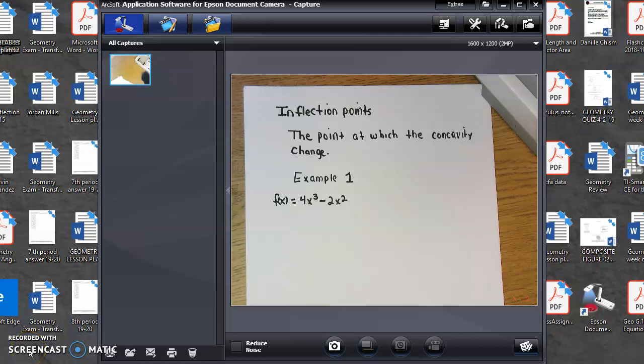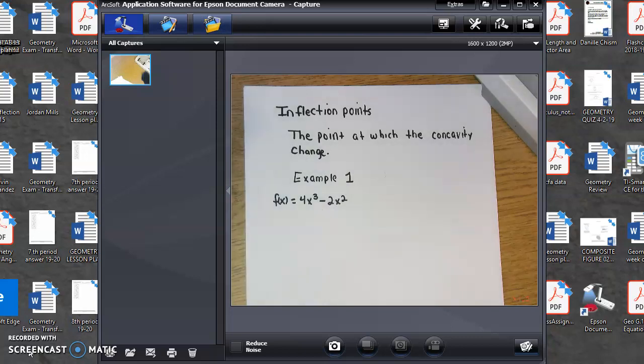Good afternoon. Today we will be discussing inflection points. The inflection point is where the concavity is going to change. So let's look at example number 1. Now, in order to determine where the concavity is going to change, we're generally going to be looking at when the second derivative is equal to 0.